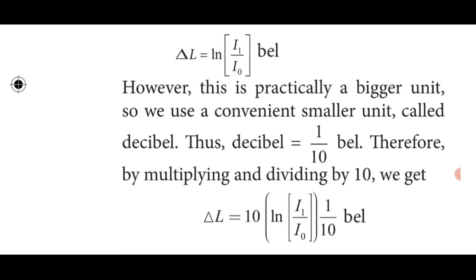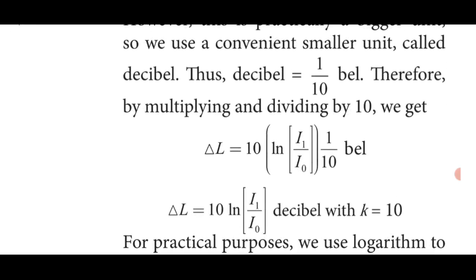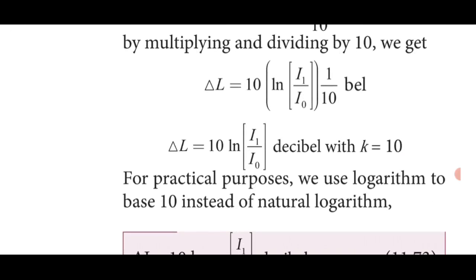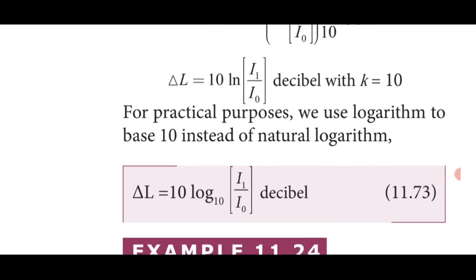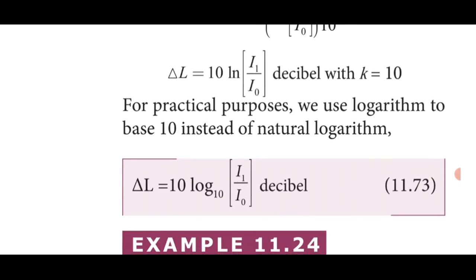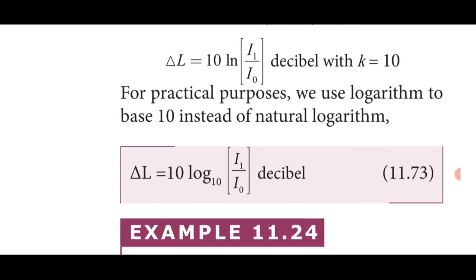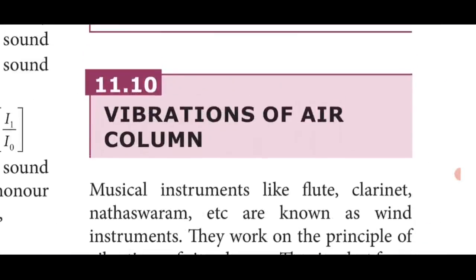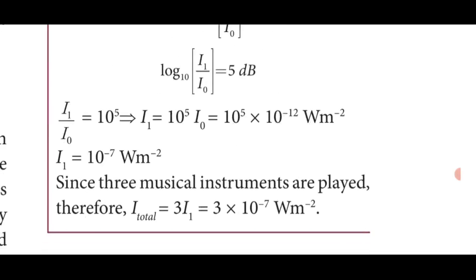Practically, bel is a bigger unit, so we conveniently use a smaller unit called the decibel. So 1 decibel is equal to 1 by 10 bel. Multiplying and dividing by 10, we get delta L is equal to 10 ln(I1 by I0) decibel, with K equal to 10. For practical purposes, we use the logarithm to the base 10 instead of the natural logarithm. So we write delta L is equal to 10 log base 10 (I1 by I0) decibel. We use this for practical purposes.